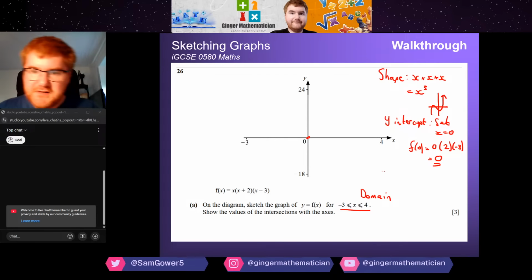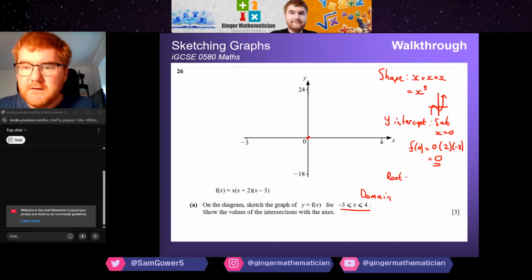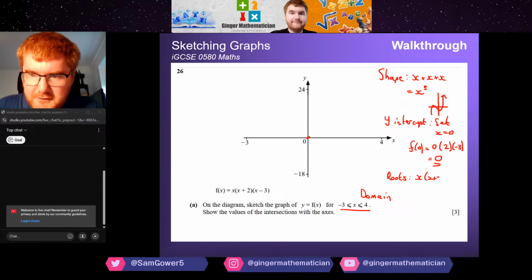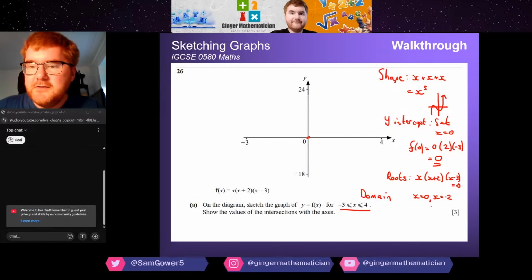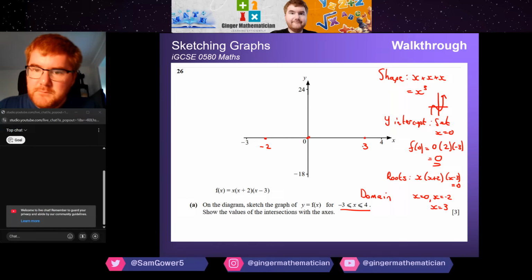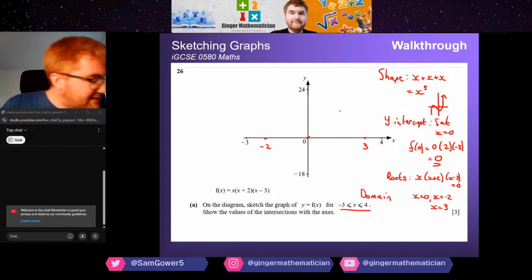And yes, now we've got the roots. Now we can talk about the roots here. So the roots, called lots of different things. Roots, x-intercepts, solutions. There's another word I've forgotten. So we had x, x plus 2, x minus 3 is equal to 0. So either x is equal to 0, x is equal to -2, or x is equal to +3. So we know it goes through -2, so -2 here. We'll put 3 over here. And now we've got everything that we need in order to draw this function.